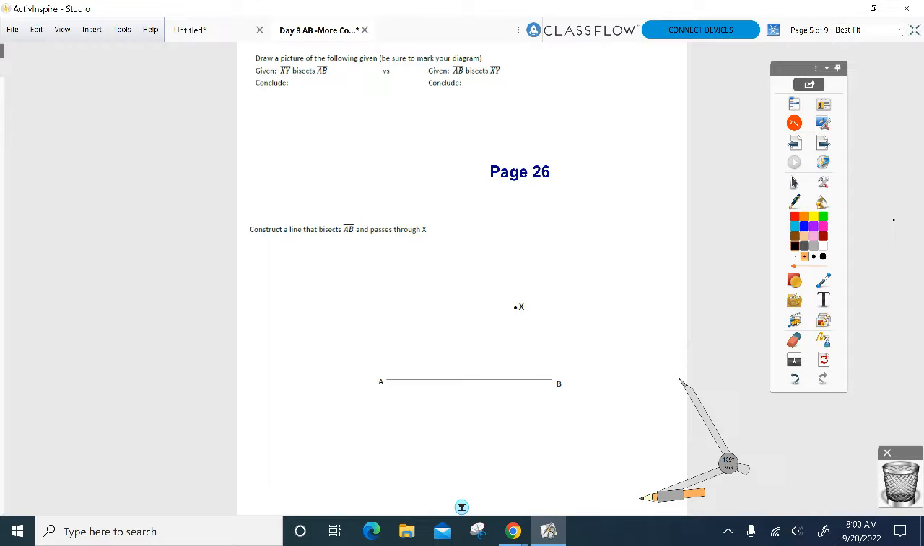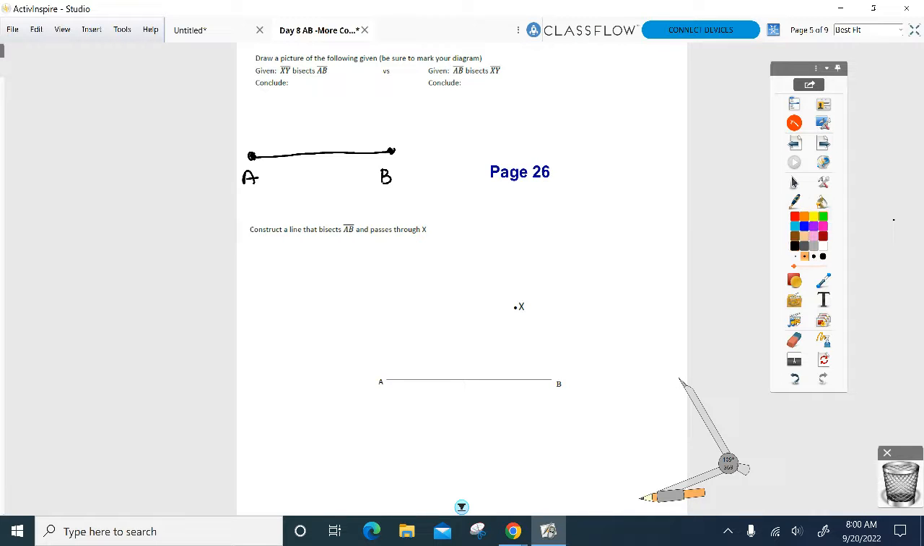XY bisects AB. AB is being cut in half. Everyone draw AB for me. Line segment AB. Does anybody see the word perpendicular? No. So the only thing XY should be doing, I don't care what angle it does it in, but it should be cutting AB in half.